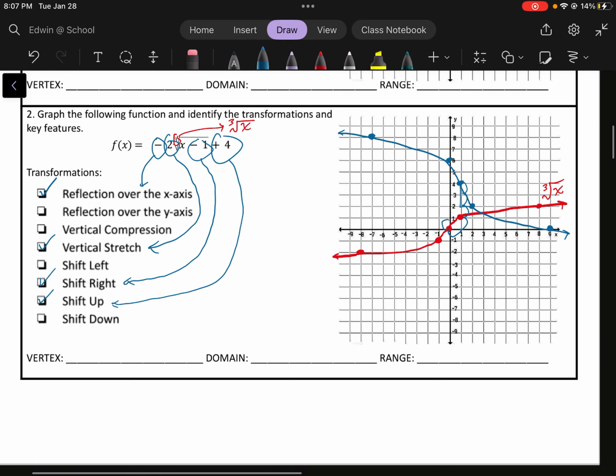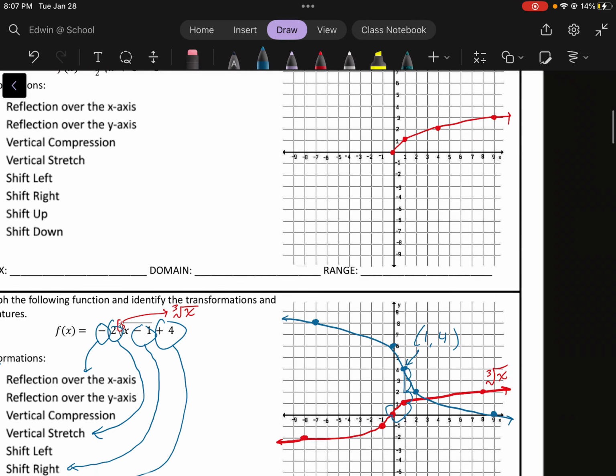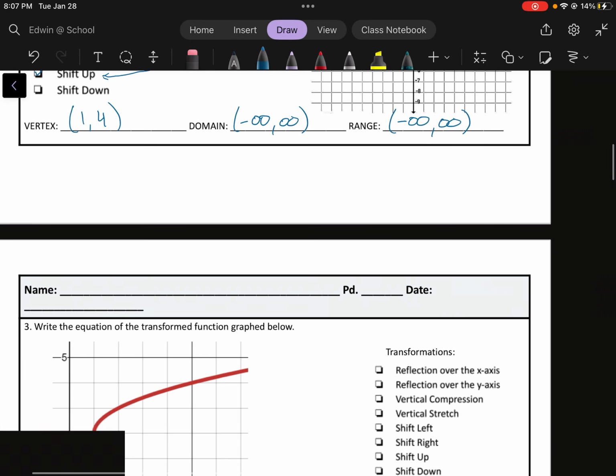Perfect. So all we have to do is note down the vertex, which is the starting point, which since it shifted 1 to the right and then 4 up, it makes sense that it's going to be right here. 1 and then 4. The domain, well, it goes to the left forever and the right forever. So it's going to be -infinity to +infinity. Finally, the range, it's going to go down forever also and up forever also. It's going to be all real numbers as well. So for cube root functions, it's always going to be all real numbers. The one that isn't going to be all real numbers is the square root function, which is the first example over here. But domain and range has been Unit 1. We've been covering it a lot, so it shouldn't be too big of an issue.